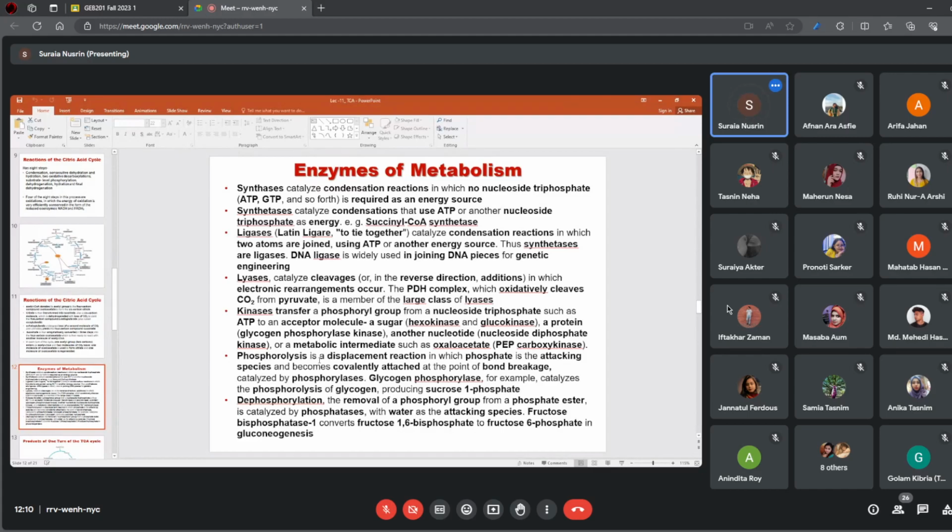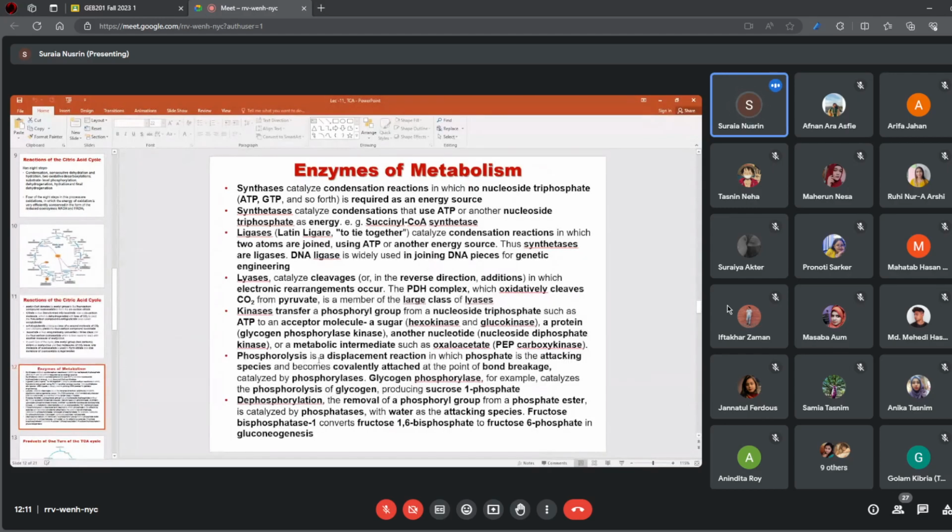Another is a nucleotide, and an example is nucleoside diphosphate kinase. And a metabolic intermediate such as oxaloacetate, an example of the enzyme is phosphoenolpyruvate carboxykinase. So there are various kinases according to their substrate where they are adding the phosphate group, but the source of the phosphate group is usually a nucleoside triphosphate, for example ATP.